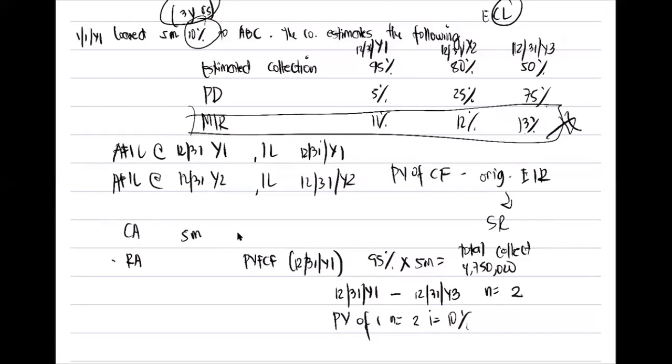Okay, so now we compute for the present value. So present value of 1, N is equal to 2, I is 10%. Did you get this value? 3,925,619.84. Yes, sir. Okay. So that is the total impairment loss, guys. So 5 million less that value.